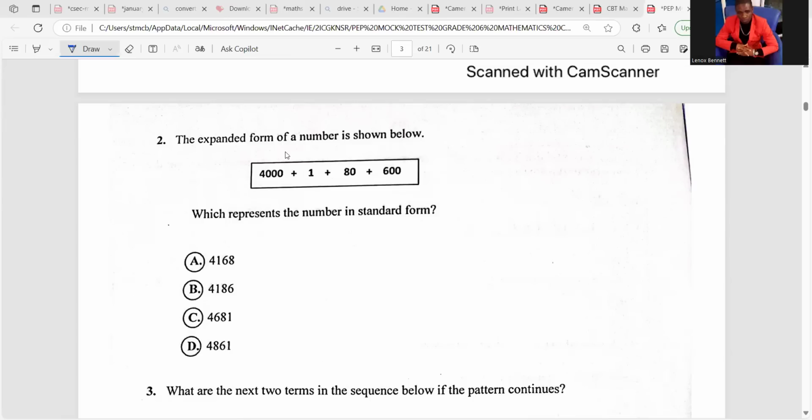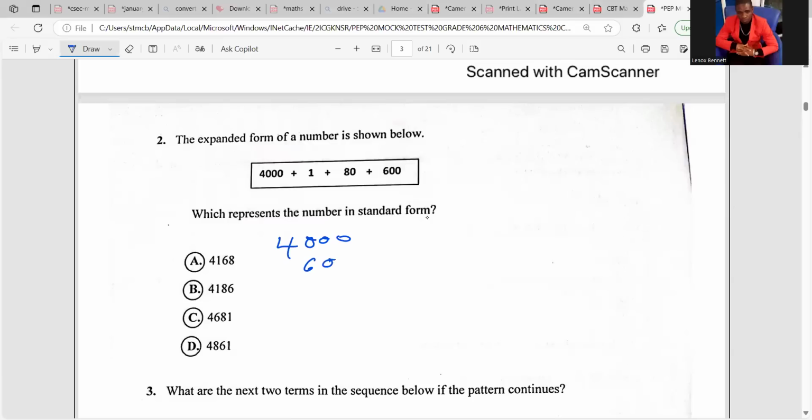Go ahead, Kamiko. Okay, sir. I got C. How I got C? Add 4,000 plus 600 plus 80 plus 1. I'm going to get 4,681. Very good. So you say 4,000, then the 600, and then the 80, and then the 1. I agree. All right, give me a second, guys.